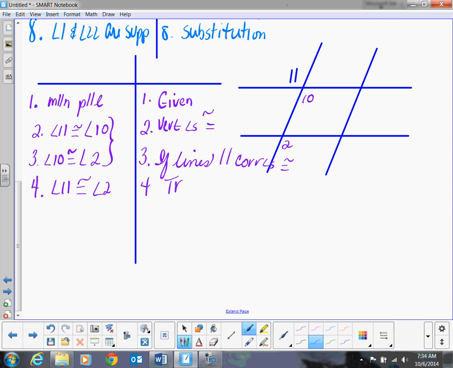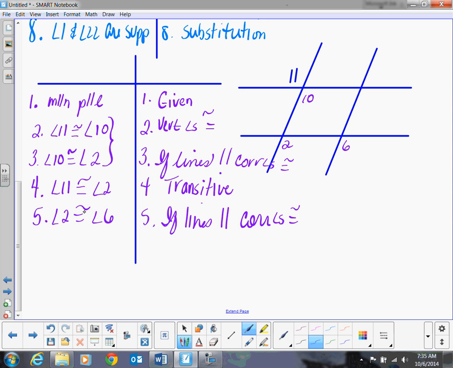Yes. You're at 2. Can you get to where we need to be? Can you get to 6? What kind of angles are they? Yes. So angle 2 is congruent to angle 6. Why? All right. So now, if 11's congruent to 2 and 2's congruent to 6, what can you say? And what's the reason?